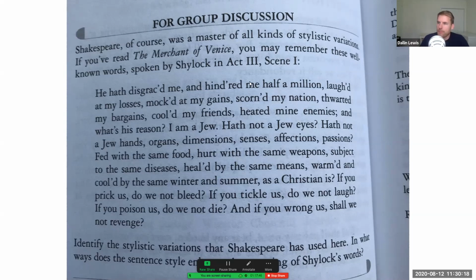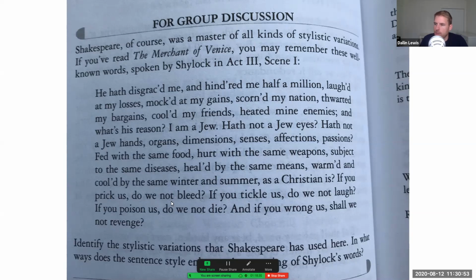It says, "He hath disgraced me and hindered me." So this is Shylock from the play, if you're not familiar with it. "He hath disgraced me and hindered me half a million, laughed at my losses, mocked at my gains, scorned my nation, thwarted my bargains, cooled my friends, heated mine enemies. And what's his reason? I am a Jew. Hath not a Jew eyes? Hath not a Jew hands, organs, dimensions, senses, affections, passions? Fed with the same food, hurt with the same weapons, subject to the same diseases, healed by the same means, warmed and cooled by the same winter and summer as a Christian is.